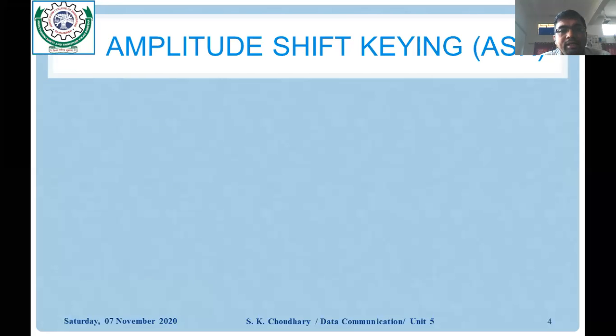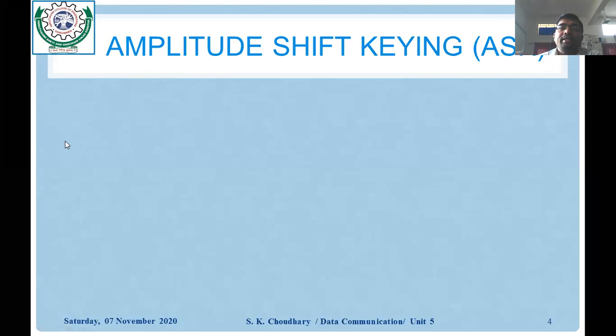So the first technique that we are going to learn today is amplitude shift keying. First of all, we have to see why modulation is required, why we have to modulate. Digital modulation is a process by which digital symbols are transformed into waveforms. Digital symbols, meaning 0 and 1, are transformed into waveforms or signals that are compatible with the characteristics of the channel.